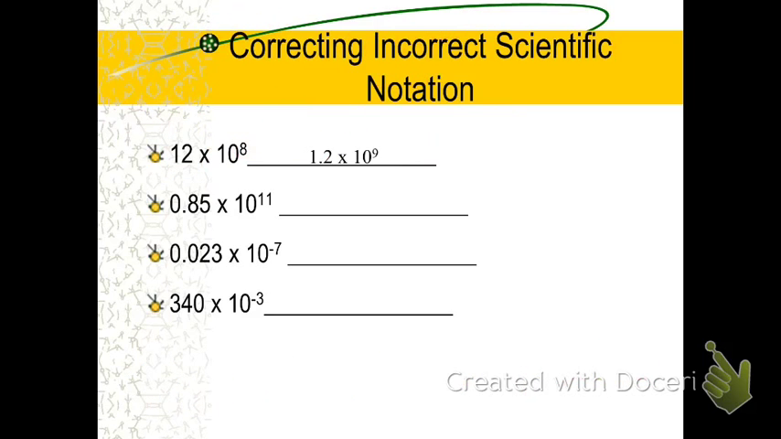Alrighty, let's go ahead and try the next one together. And so we have the number 0.85, and we really want it to be 8.5. So we're making this number bigger, which means that we need to make the exponent smaller by however many decimal places we moved. And since we only moved 1, it means we made the exponent smaller by 1.